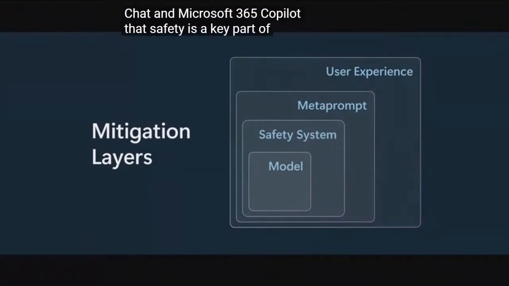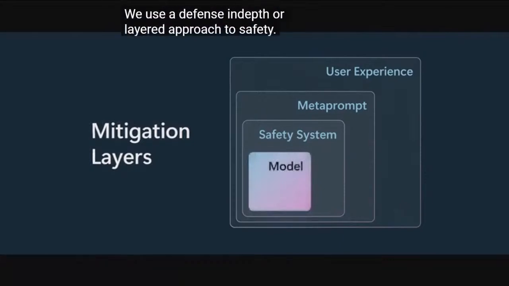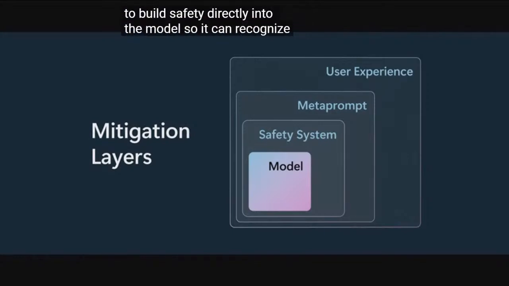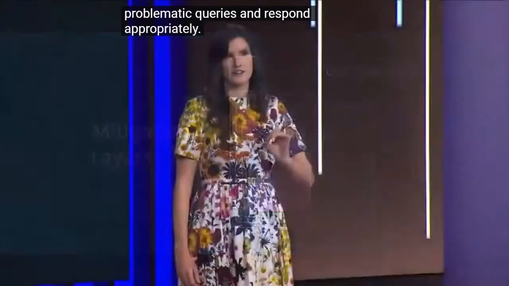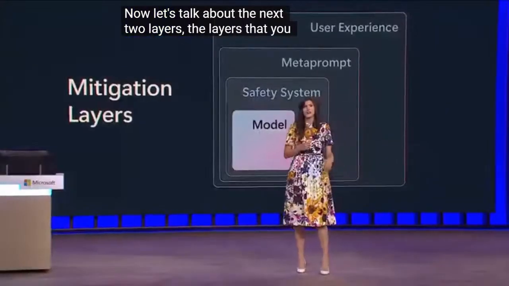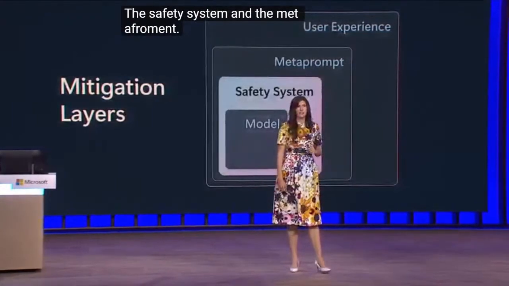We use a defense in depth or layered approach to safety. First, we've worked with OpenAI to build safety directly into the model so it can recognize problematic queries and respond appropriately. Now let's talk about the next two layers, the layers that you control, the safety system and the meta prompt. I'll start by showing you the safety system, Azure AI Content Safety.